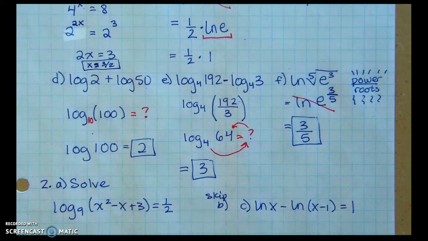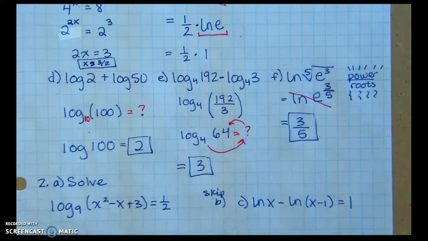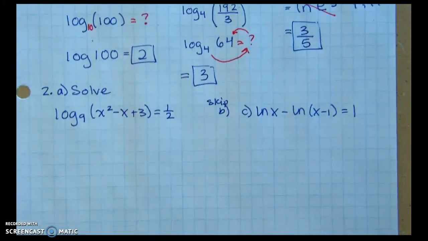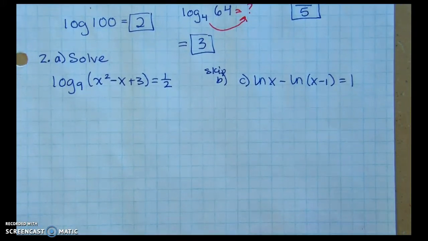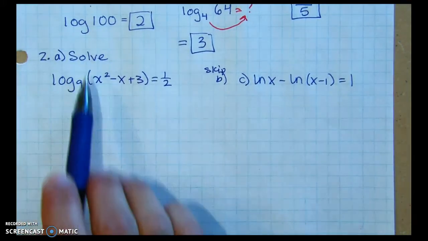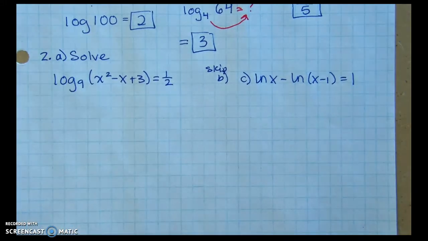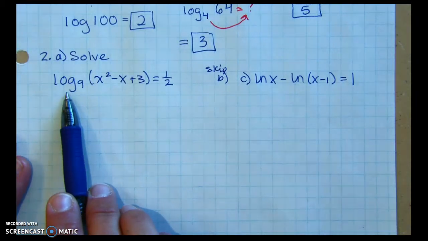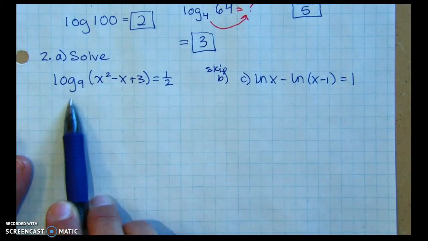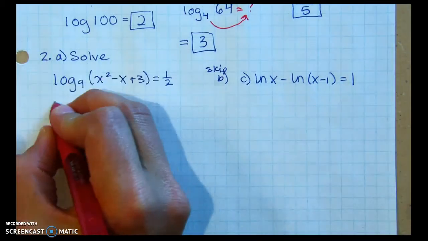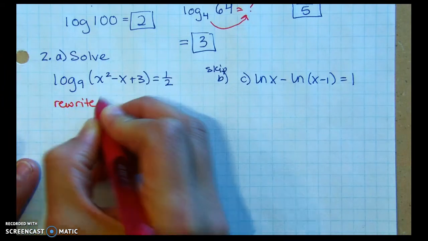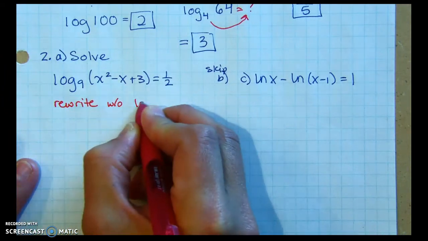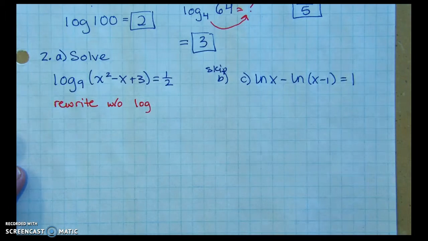Well, we're doing pretty good, yeah? 5 minutes in and we already have 6 examples down. Are we ready for the next set of questions? Say the word solve, which means we have to get x by itself. Do you agree? Do we have a single logarithm already? Yes, it's already one single log. So our first step here is to rewrite without the log, or rewrite in exponential form.